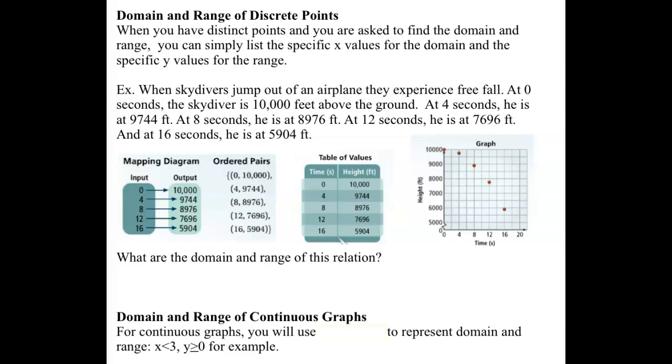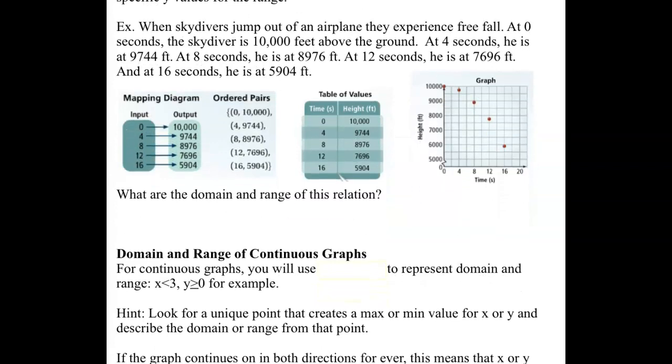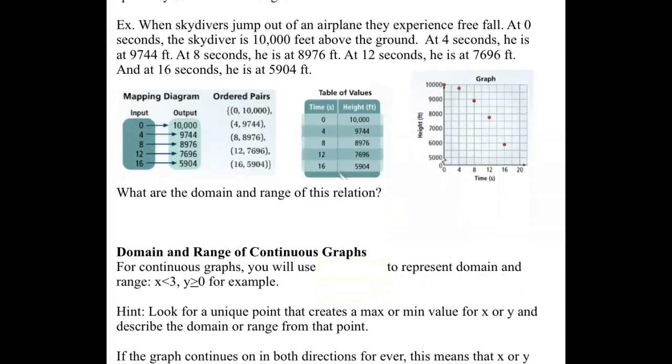For domain and range of discrete points, when you have distinct points and you're asked to find the domain and range, you simply list the specific x values for the domain, and then the specific y values would be your range. So in our first example here, it says when skydivers jump out of an airplane, they experience free fall. At 0 seconds, the skydiver is 10,000 feet above the ground.